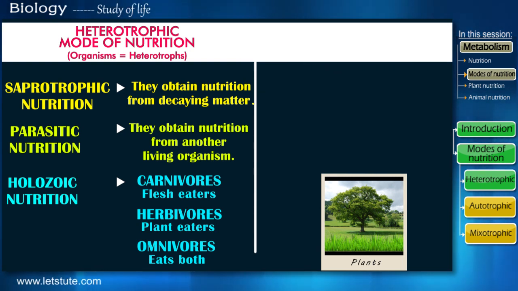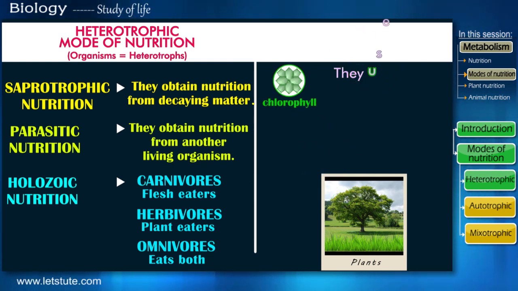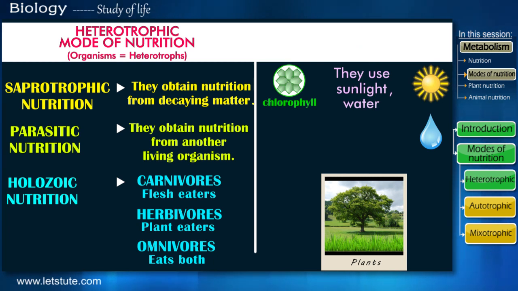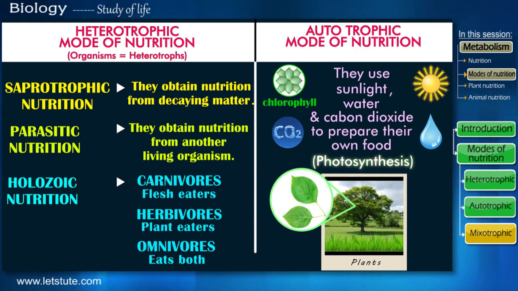In our lower standards, we have seen that plants, with the help of a green pigment called chlorophyll, trap sunlight. They take water from the soil and carbon dioxide from the air and prepare their own food in the leaves, unlike the heterotrophs. And this way of preparing food by themselves, without depending on any other living organism, is called as the autotrophic mode of nutrition. Such organisms that use this mode of nutrition are called as autotrophs. Again, a term that is derived from the mode of nutrition itself.